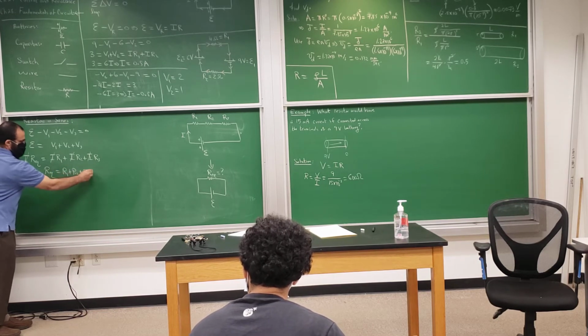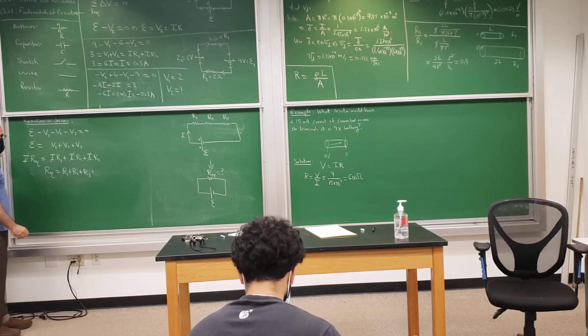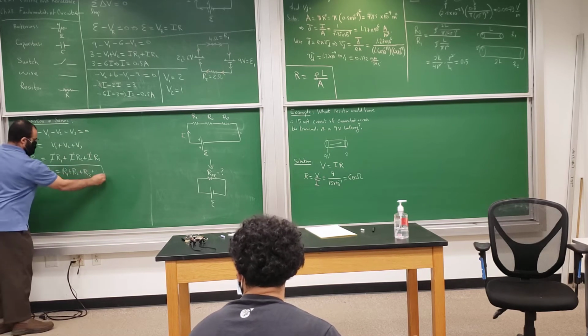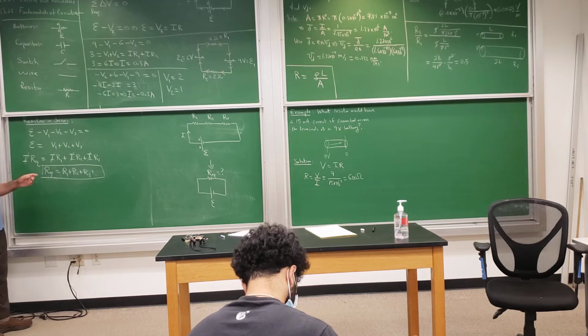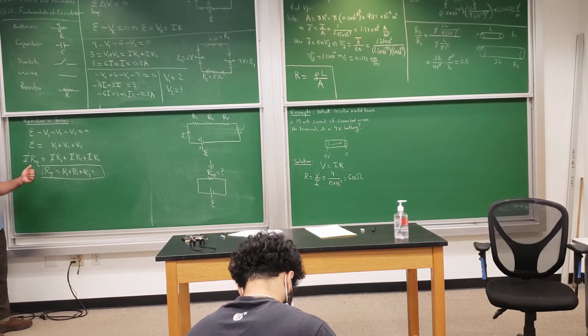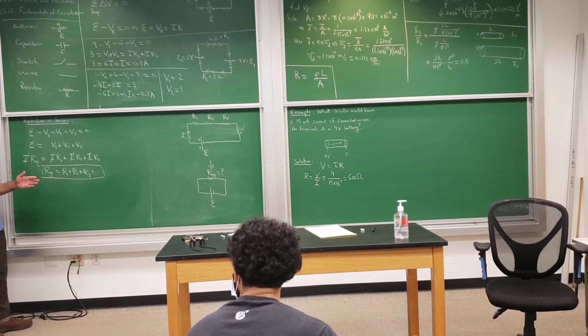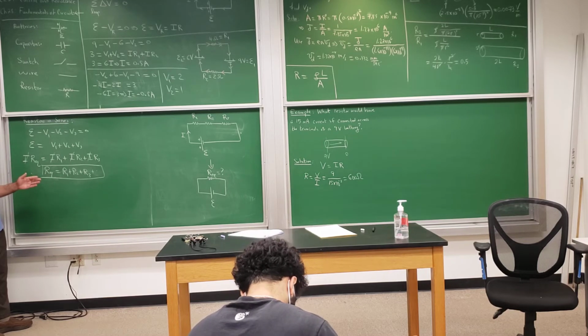And if you have more resistors, you will have plus, plus, plus, right? So this is in series, when you have resistors in series. It should remind you of capacitors in parallel. When we had capacitors in parallel, their capacitance was C1 plus C2 plus C3 and so on. So that is that. Next one would be resistors in parallel.